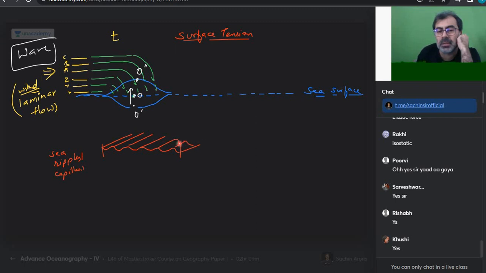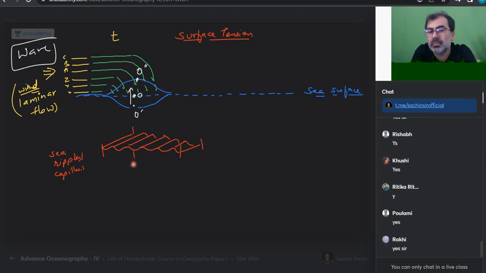ये तो आपने लेक में भी देखा होगा ऐसा. विंड से कभी-कभी लेक ऐसी हो जाती कि नहीं? लेक में छोटे-छोटे वो बन जाते. Have you seen that? Yes or no? True.